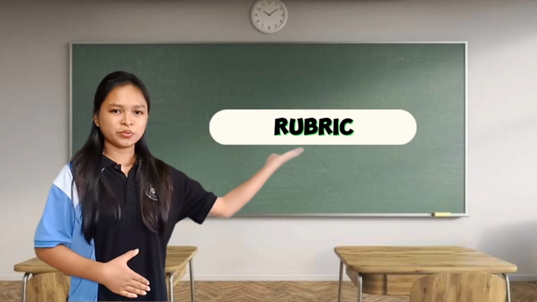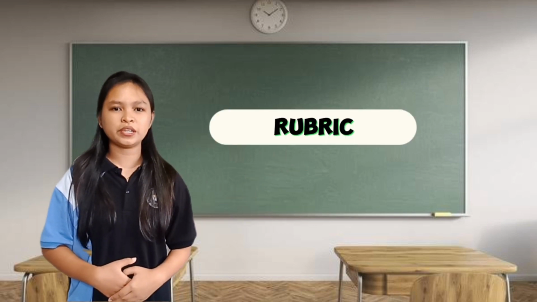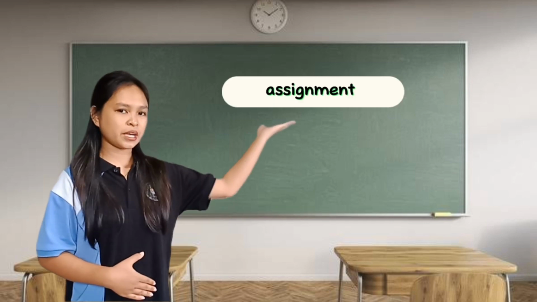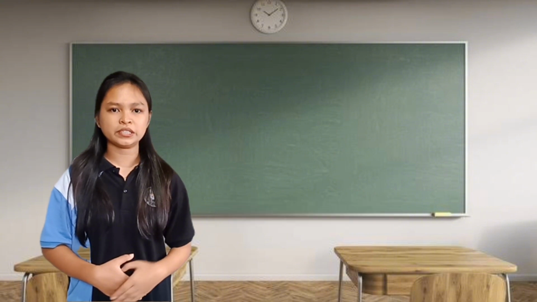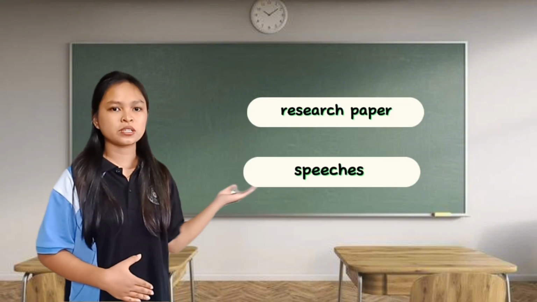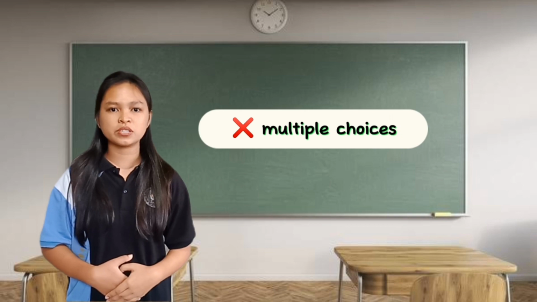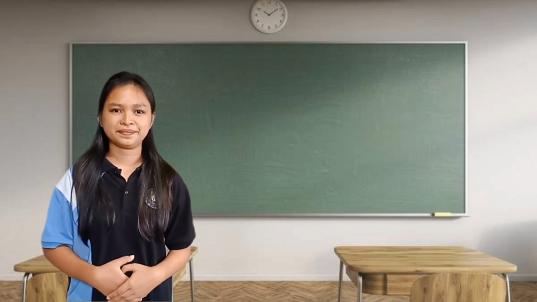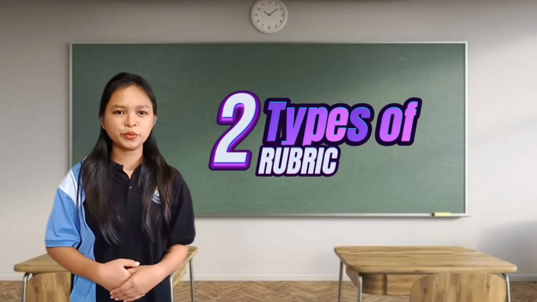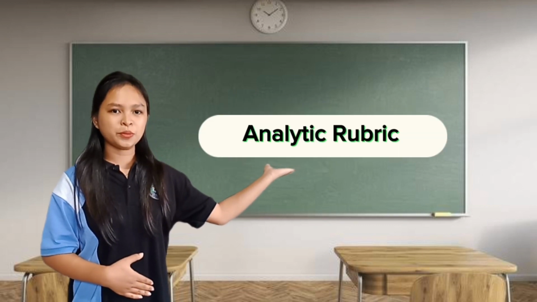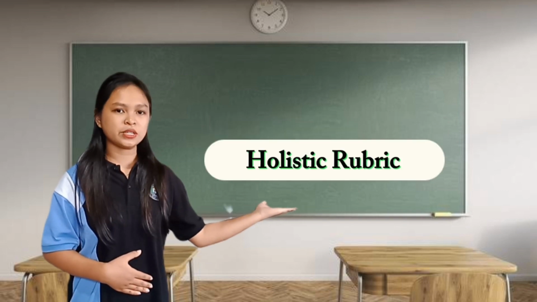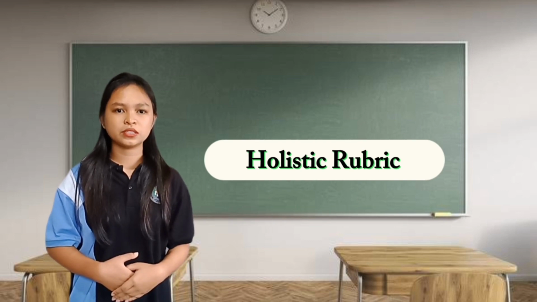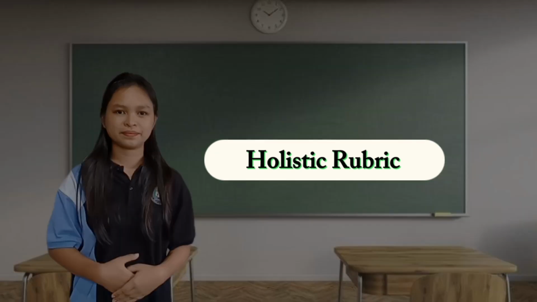The first one is rubric. It is a set of criteria to determine the scoring of assignments, performance, and products from the student. They are instrumental in research papers, speeches, and projects, but cannot be used in grading multiple choices. There are two types of rubrics. The first one is analytic rubric. This rubric describes each criterion separately. And the second one is holistic rubric. It uses one scale that applies to all criteria.